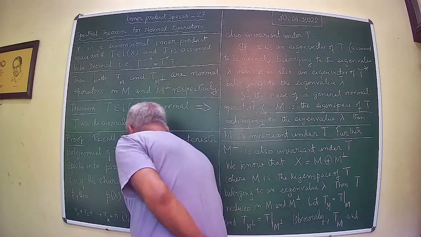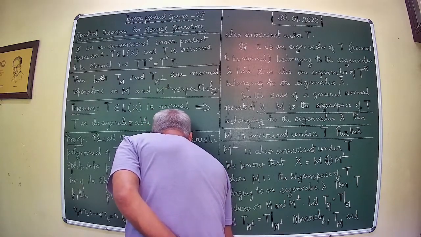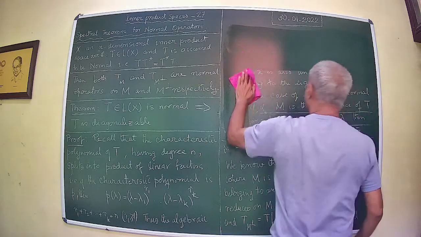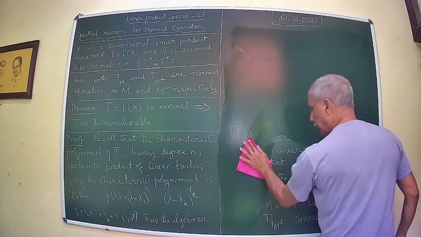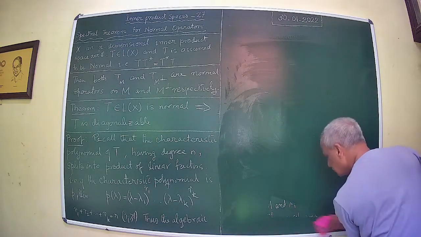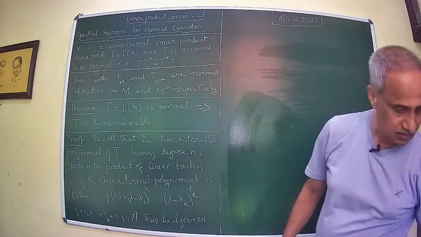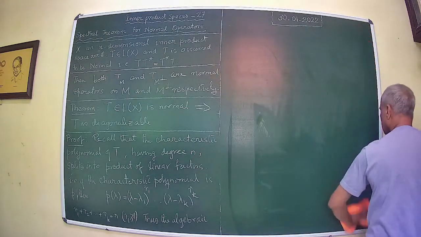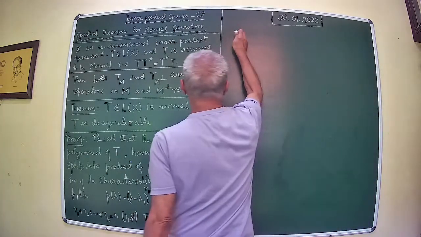Thus, the algebraic multiplicity of lambda i is Ri.